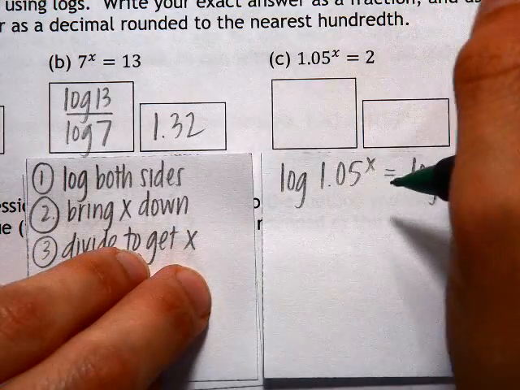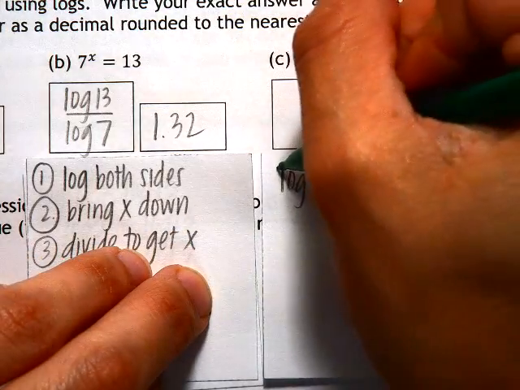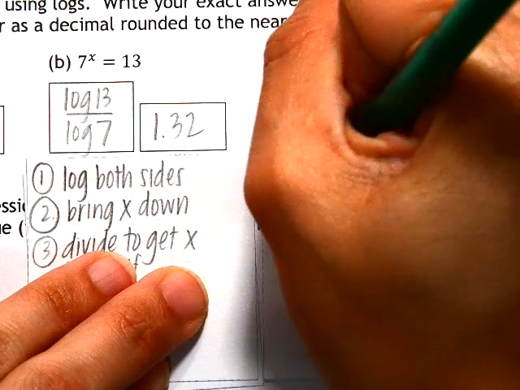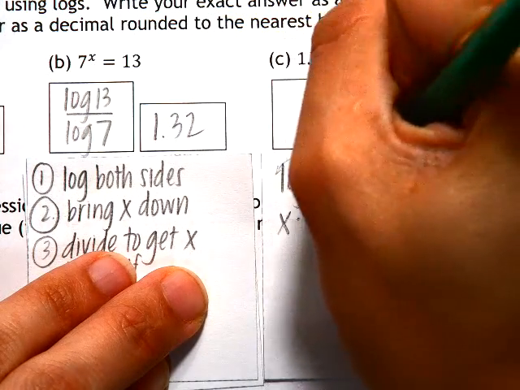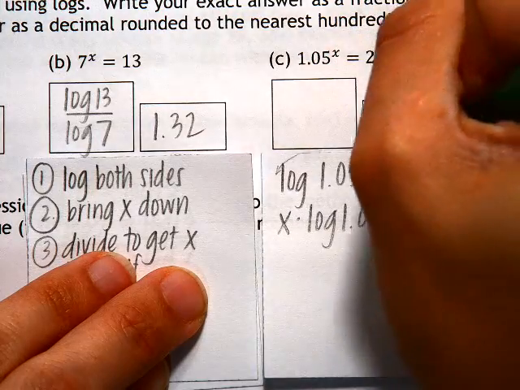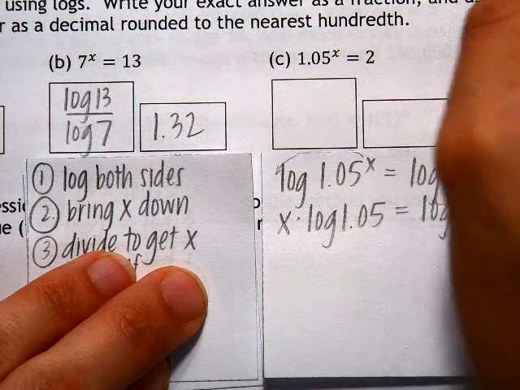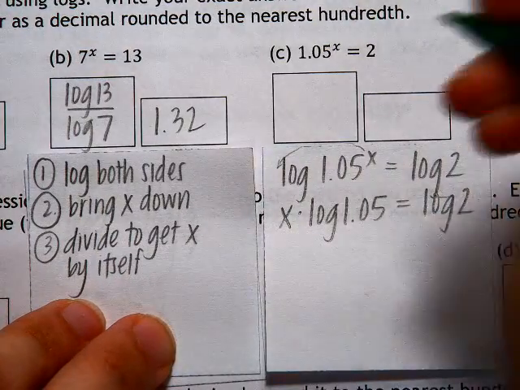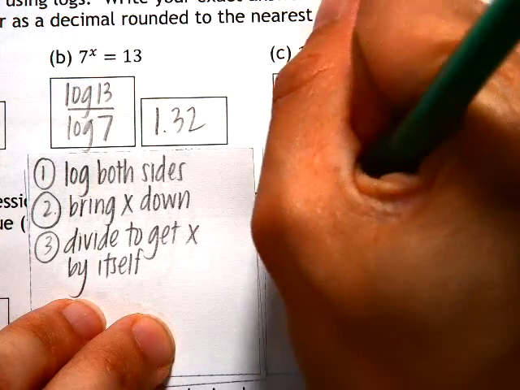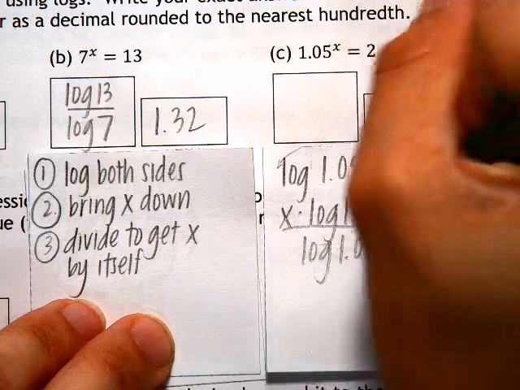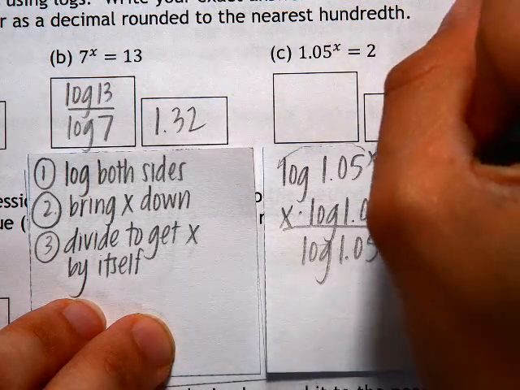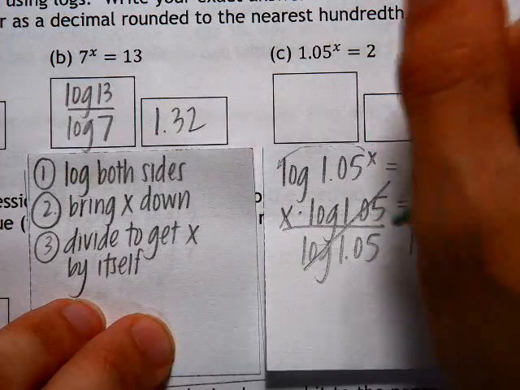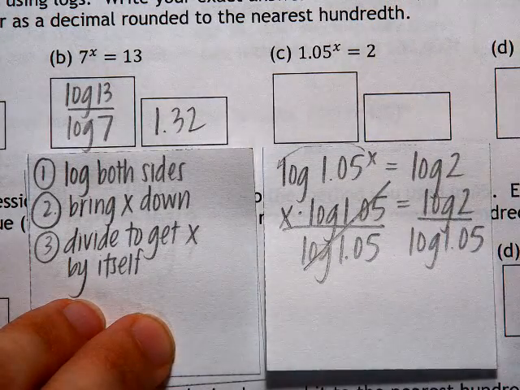Now that I have a log, I can bring the x down in front. That's the whole point of putting the log in the problem. So I have x times log 1.05 equals log 2. And now, to get x by itself, I will divide. Divide by log 1.05 on both sides. The left side is where it cancels, that's what we wanted. The right side gives us the fraction.